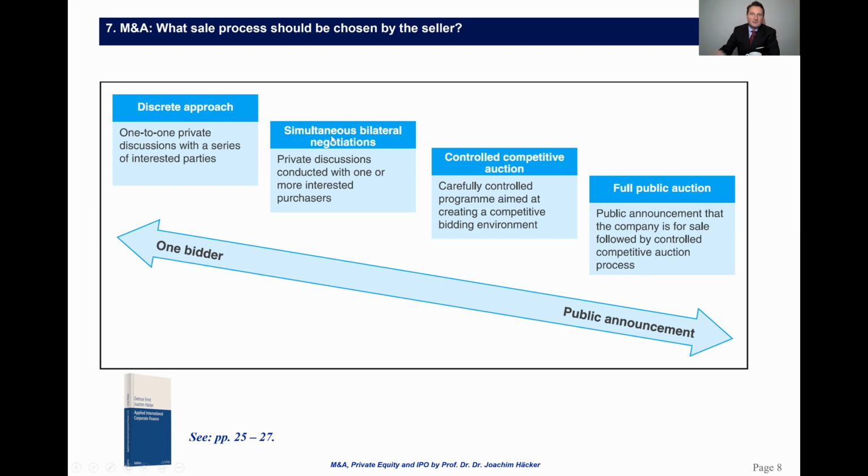In the middle, you find the simultaneous bilateral negotiations. So actually, we have a couple of interesting purchases. And on the right side, controlled competitive auction, we have a sort of competitive bidding environment, including, let's say, 10 or more potential buyers. So it's always the question, what is the purpose of the transaction? Do you want to maximize the money in? Do you want to increase the deal probability?